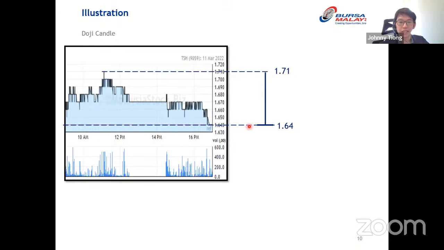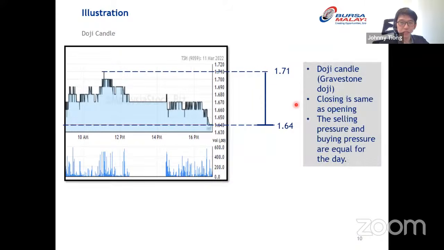So this is the look of the candle. The body is one line because the opening and closing are the same, and then there is an upper tail. This is called a doji candle. There are a few types of doji candle. In this context, it's called a gravestone doji. The closing is the same as the opening at 1.64.